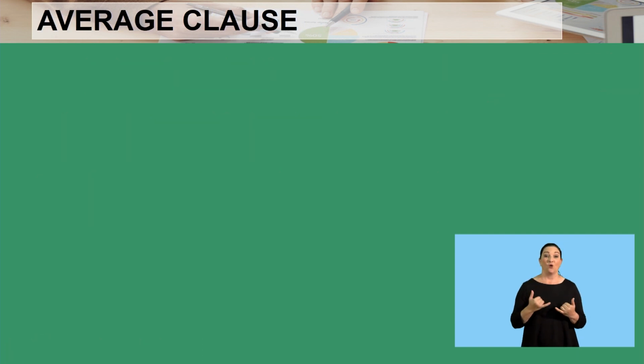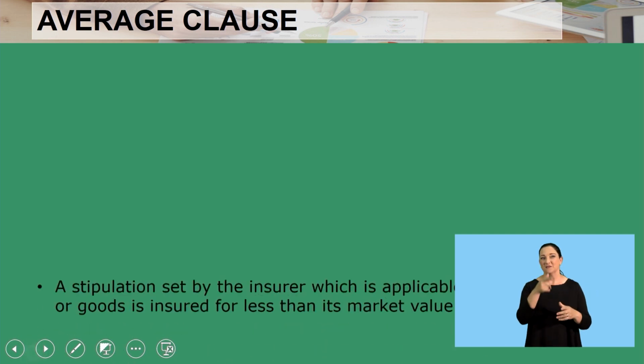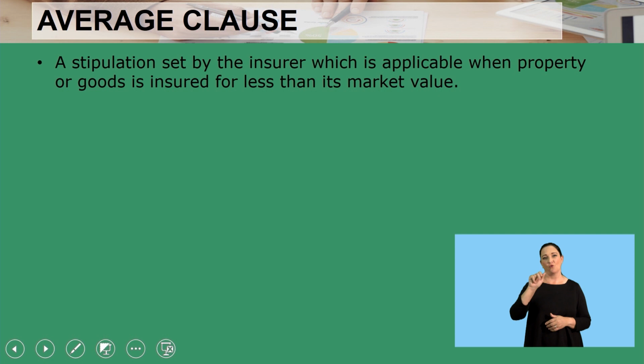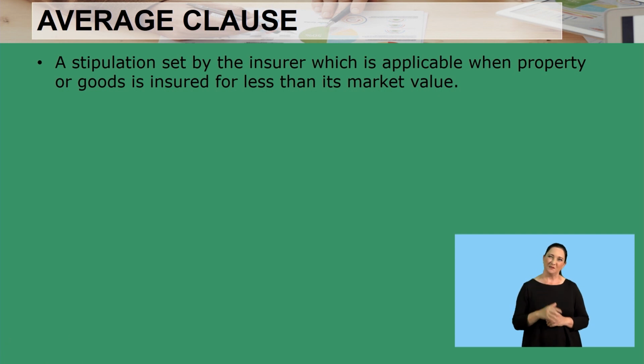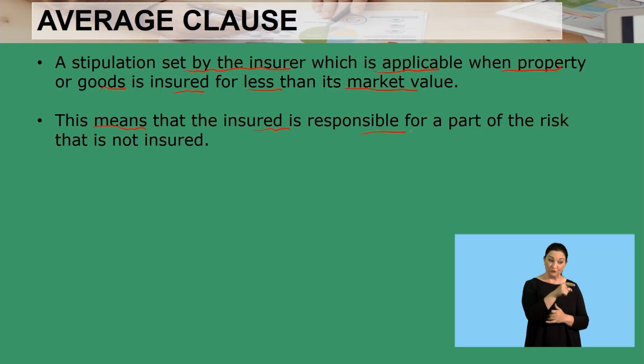What is applicable there is another insurance concept which we call average loss. What do we mean by average loss? Average loss is a stipulation set by the insurer which is applicable when property or goods are insured for less than their market value. So this is when property is underinsured. The insurance company would apply the clause we call average loss. This means that the insured is responsible for part of the risk that is not insured.